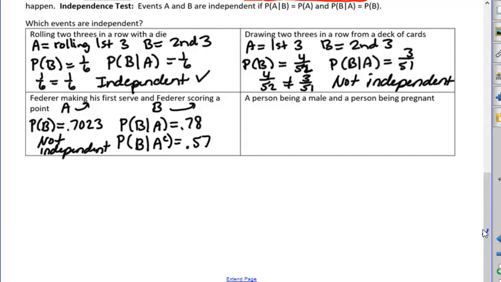Whether or not he makes his first serve affects the probability of his scoring a point. Now this is kind of unusual. Let's say event A, well actually let's just call this M.